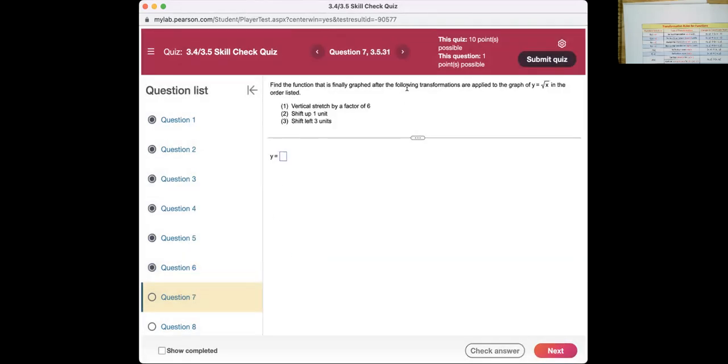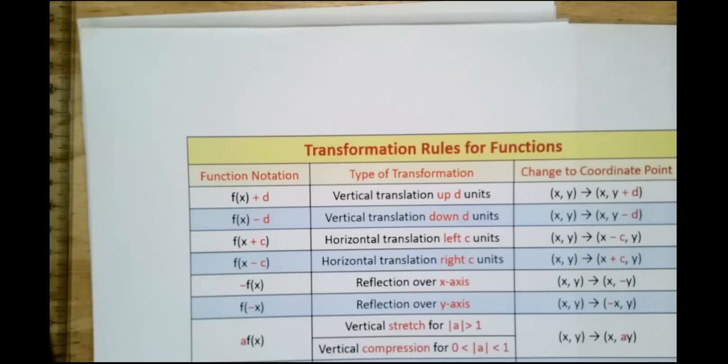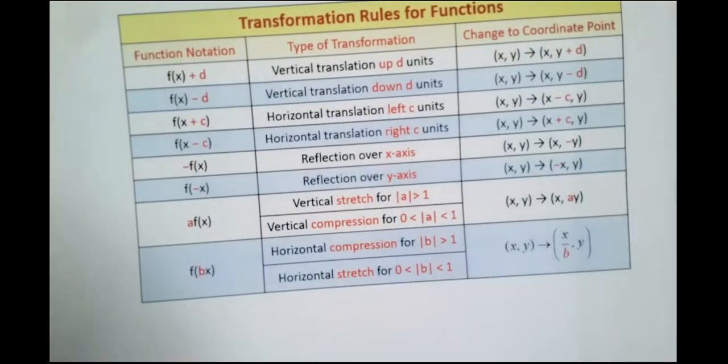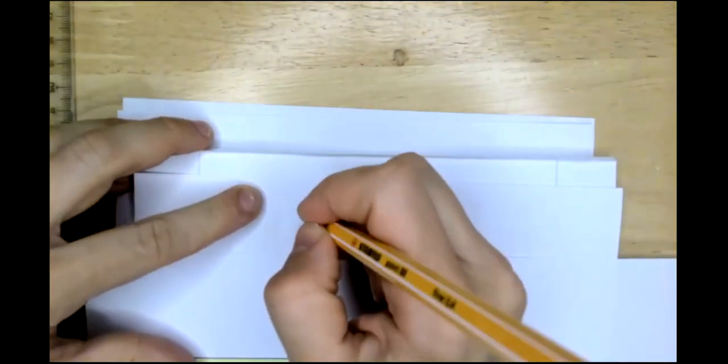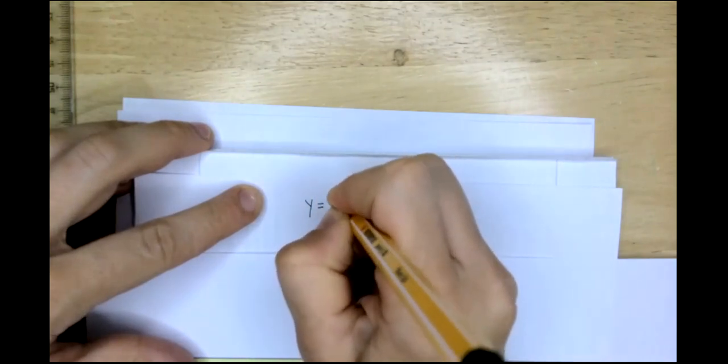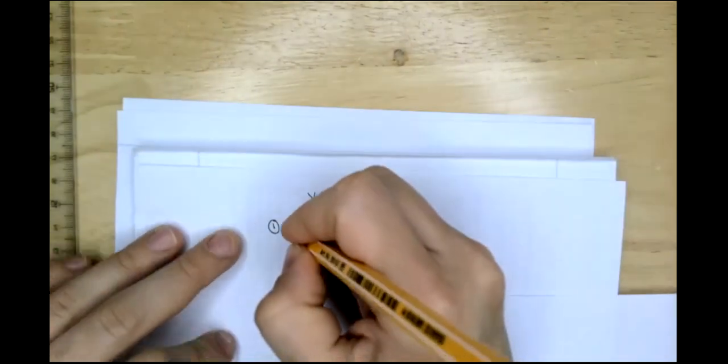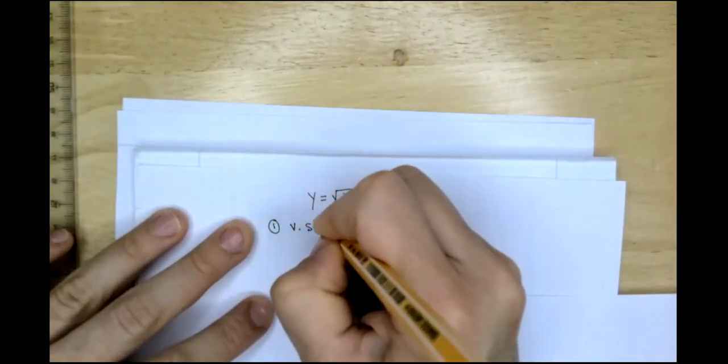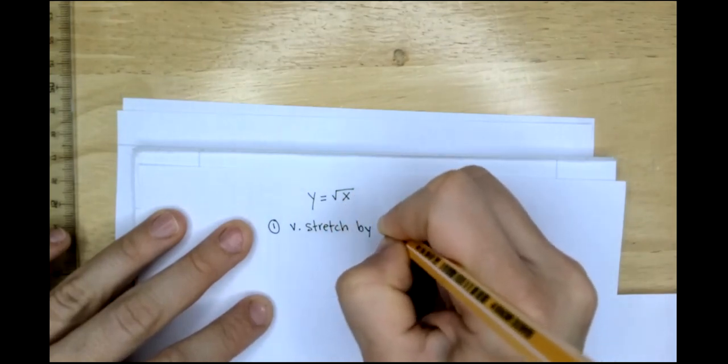Find the function that is graphed after the following transformations are applied to the graph of y equals the square root of x in the order listed. So it's a vertical stretch by a factor of 6, shift up 1 unit, shift left 3 units. Make sure you keep the order correct, okay? So we're going to start with, make sure you have this. I think it's helpful. Our parent function is y equals the square root of x, right? The first transformation they ask is vertical stretch by a factor of 6.